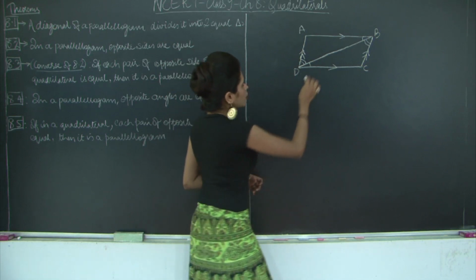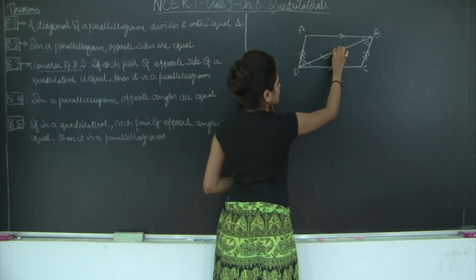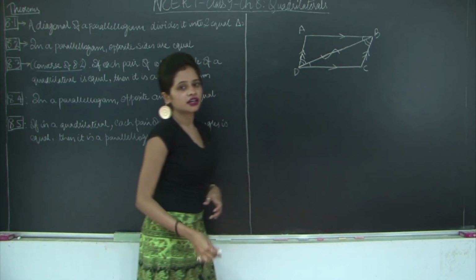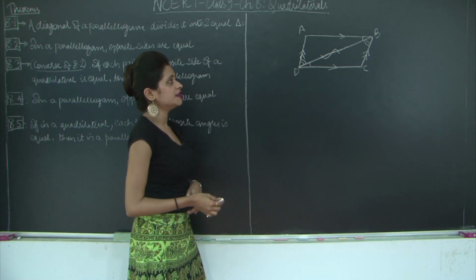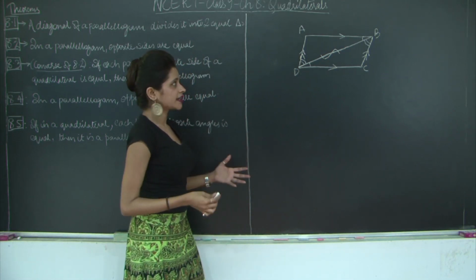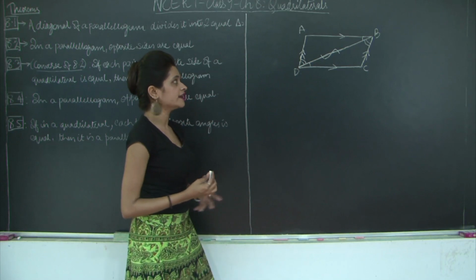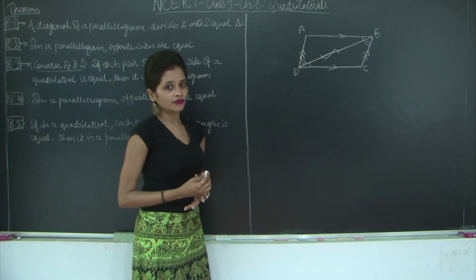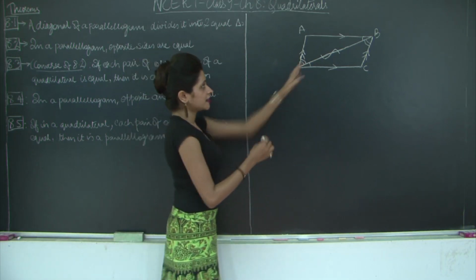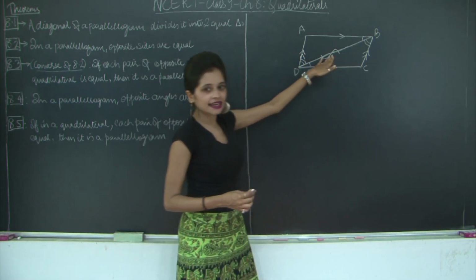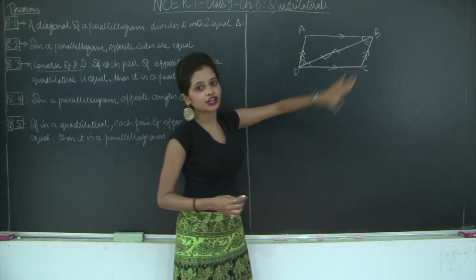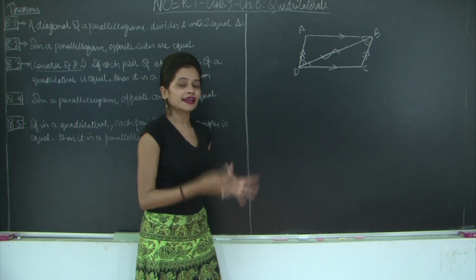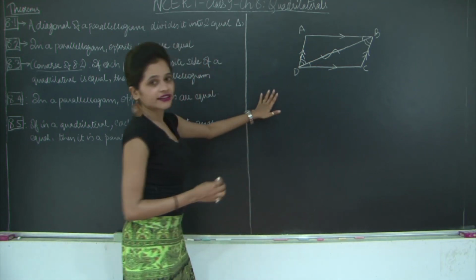And we have this side as common for both the triangles, that is triangle ADB and triangle CBD. Therefore, what can I say? That the two triangles are congruent by the ASA test of congruence, correct? Which means that this is my diagonal and it is dividing my parallelogram into two equal triangles. Now let us go ahead and write the proof.